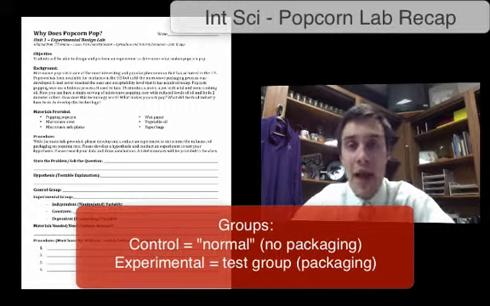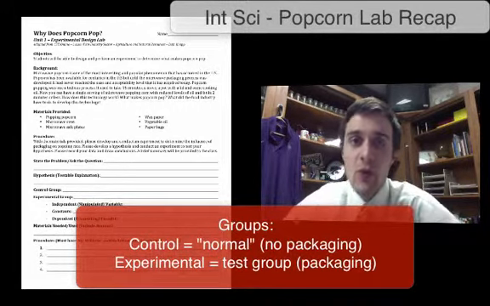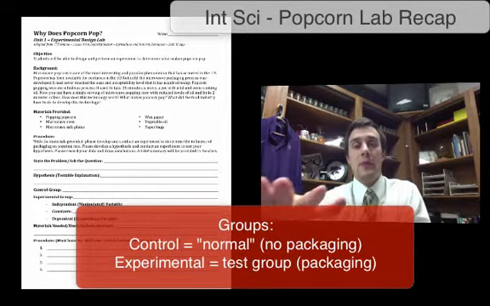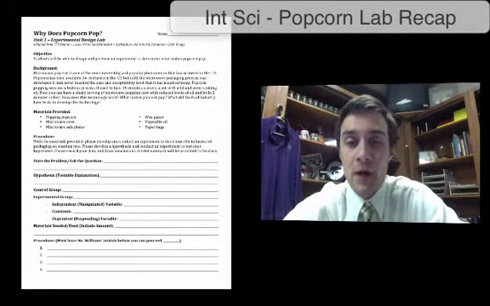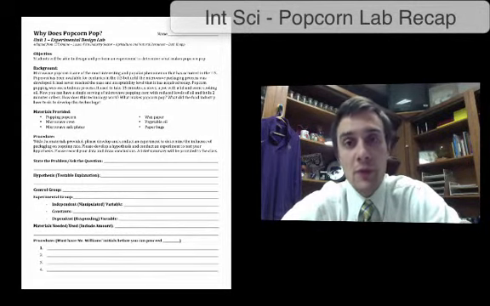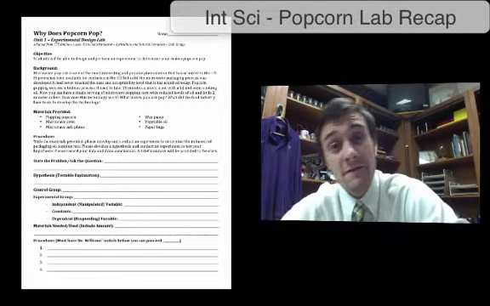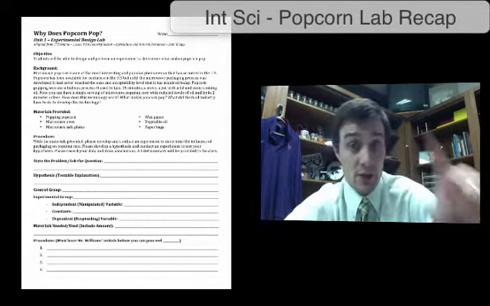will be no packaging. Take the kernels, take the standard constant amount of oil, place them on a paper plate or a paper towel and let them pop in the microwave. Okay, pretty simple there. All right. Now with the experimental group, what type or what variable or what factor of packaging are you testing to see its influence on popping rate?